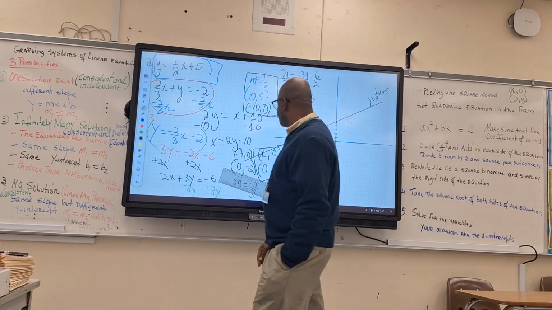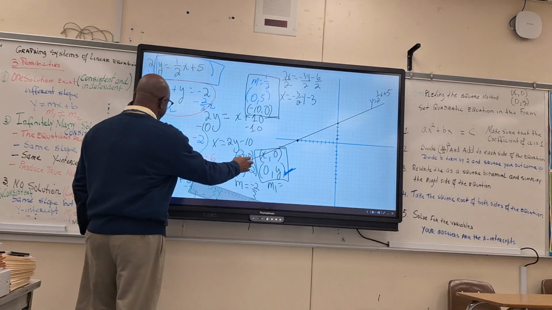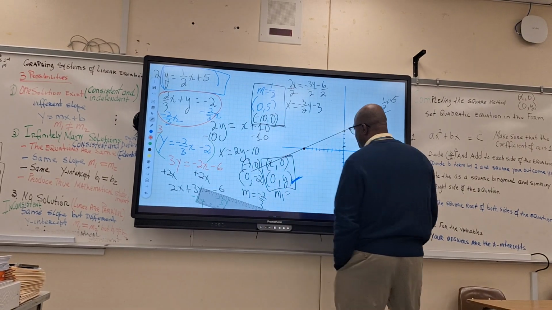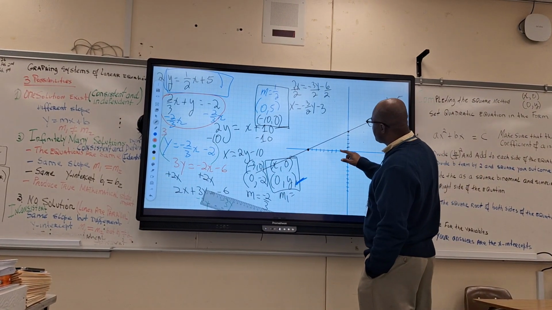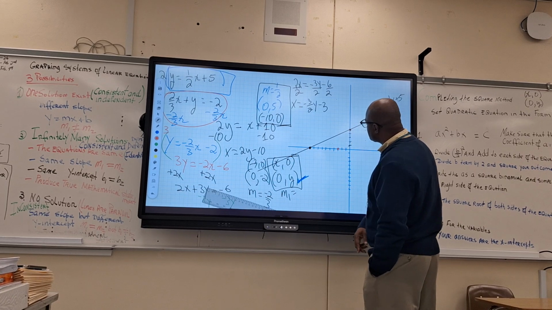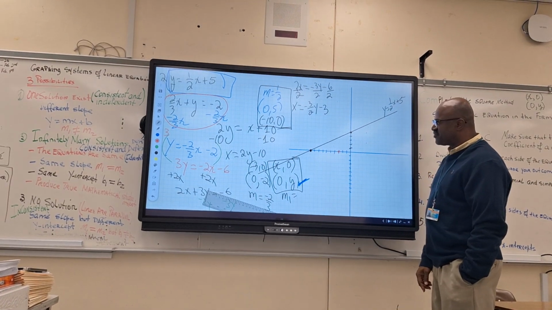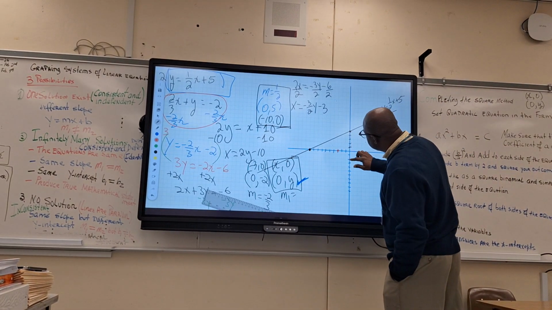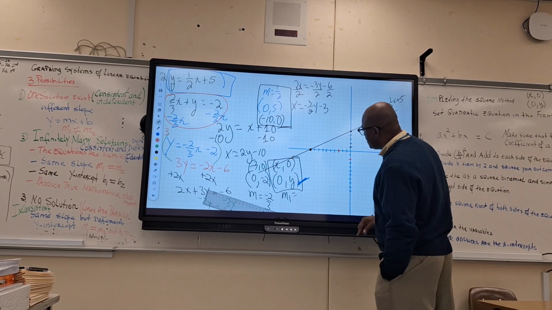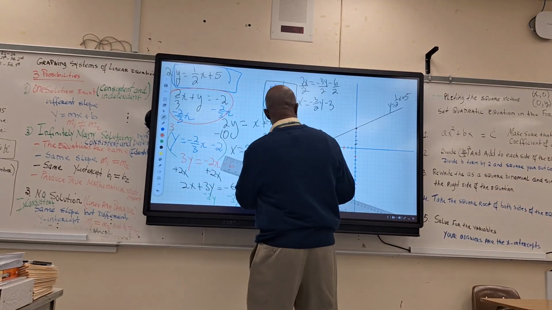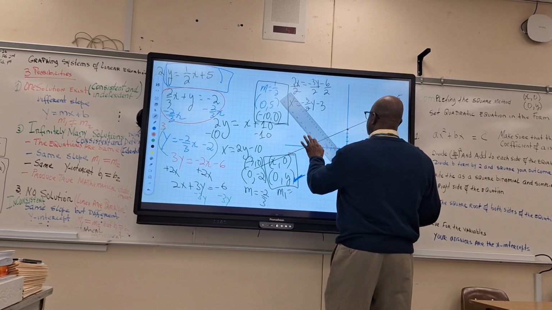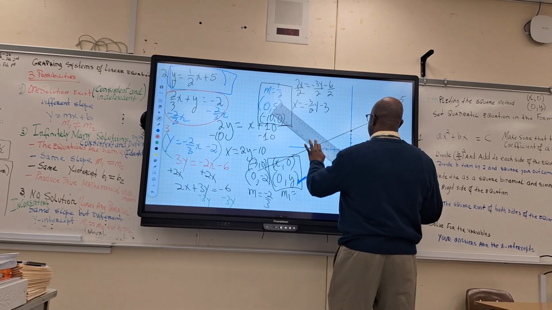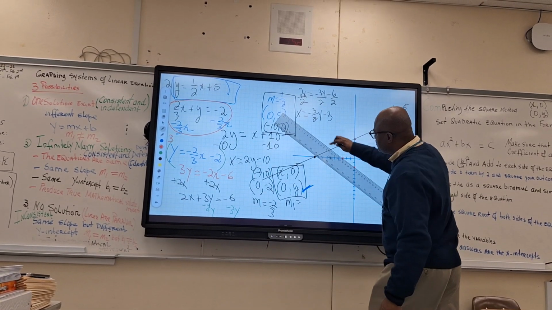For the second equation, we have (negative 3, 0). Where's (negative 3, 0)? You go to the left: negative 1, negative 2, negative 3. That's 1 point. And the other one is (0, negative 2). Where do you go? You go down 2 units, and that's the other point. Once again, use your ruler, connect those two dots, and you draw the line.